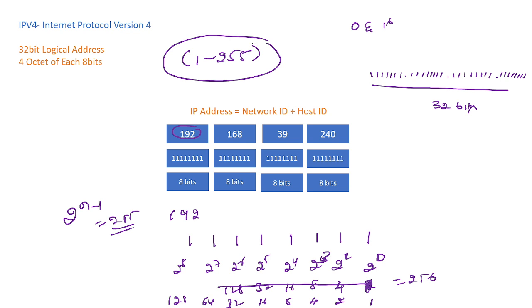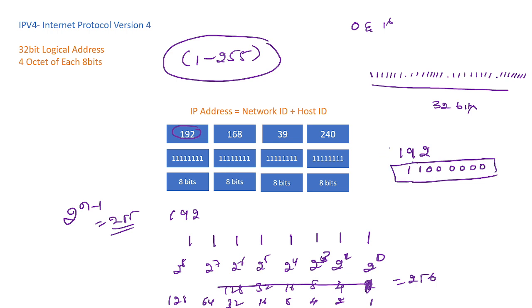Now if I want to convert this 192 to a binary number, you add any numbers that give you 192, and then you are done. For example, 128 plus 64 gives 192. Then 192 means it is 1 1 0 0 0 0 0 0. This is your binary number.